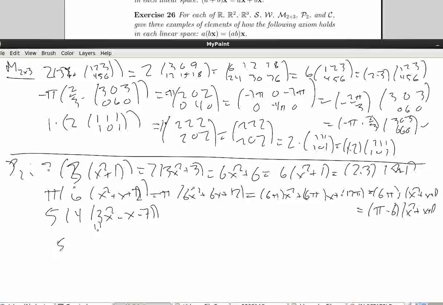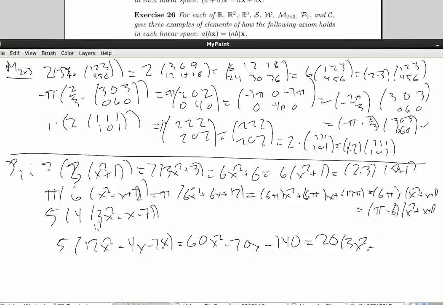I'll work down for this one. 5 times 12x squared minus 4x minus 28 is equal to 60x squared minus 20x minus 140, which is equal to 20 times 3x squared, oh, minus x, minus 7. Good. Which is equal to 5 times 4 times 3x squared minus x minus 7. So I've done it for these two. Now I've just got one left.